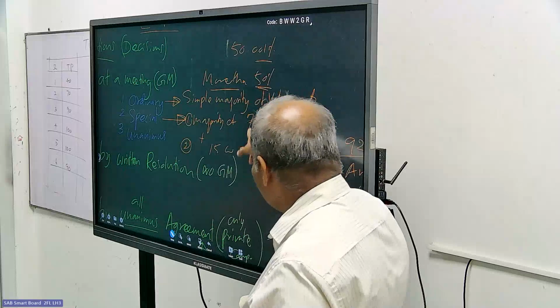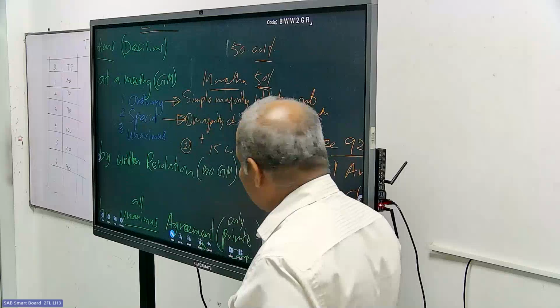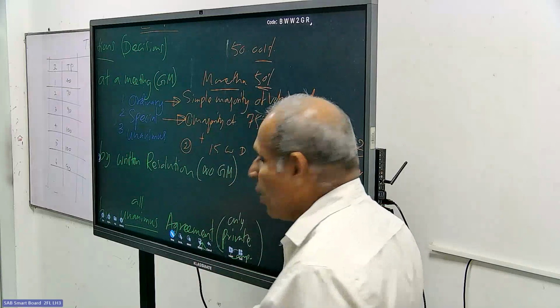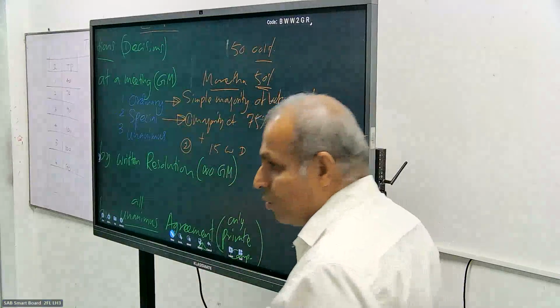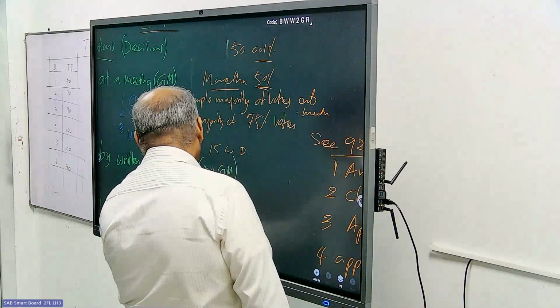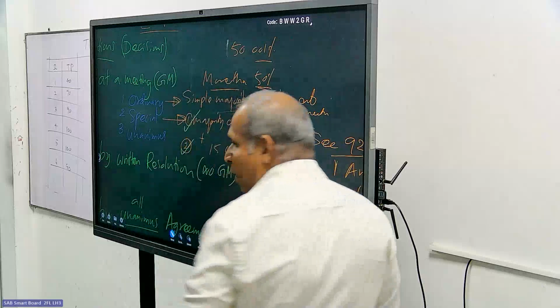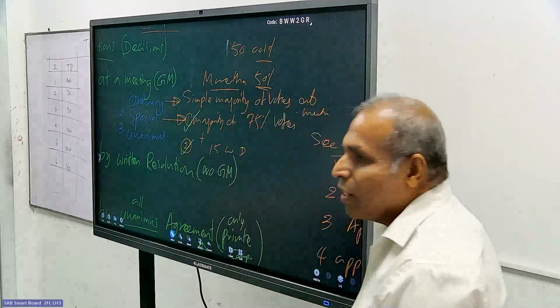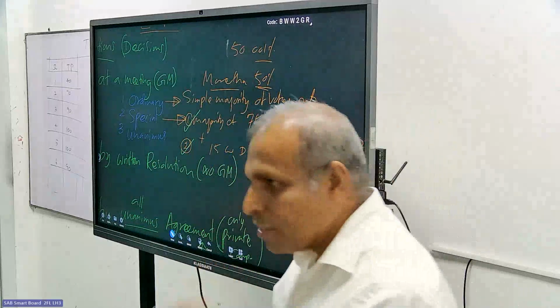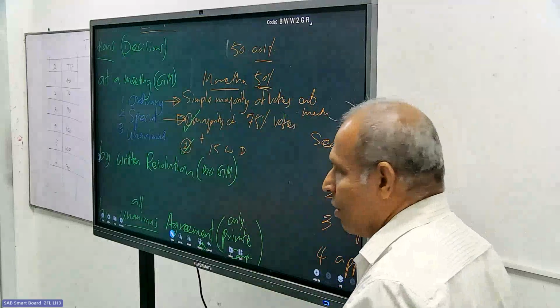Here, more than 50, this is by a majority of 75% of votes, and after giving not less than 15 working days' notice. Two conditions to be fulfilled. It is mentioned in the Companies Act. That's why we have to mention it.